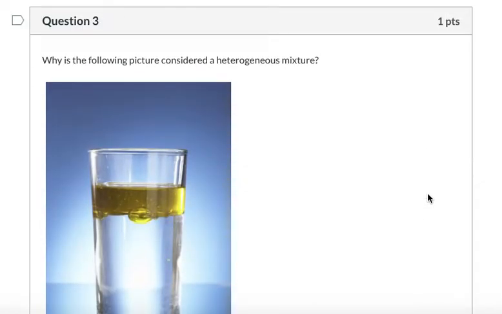Question number 3. Why is the following picture considered a heterogeneous mixture?